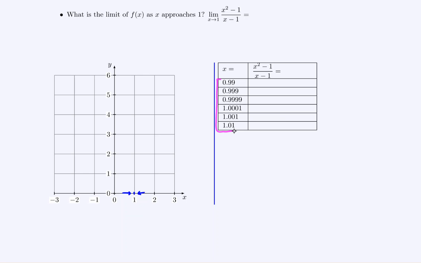see the pattern of x values I've chosen. First of all, it's based on what input are we approaching in our limit. We're approaching 1. Now we want to approach 1 both as we go through smaller values from the left and larger values from the right, and we want to get very close to 1. So for instance, I choose 0.99, and then my next closer value from the left, 0.999, 0.9999.